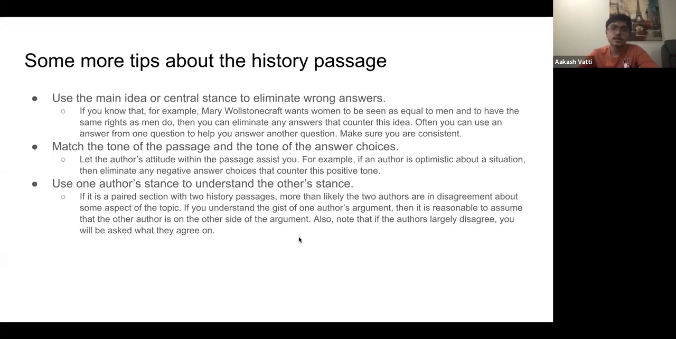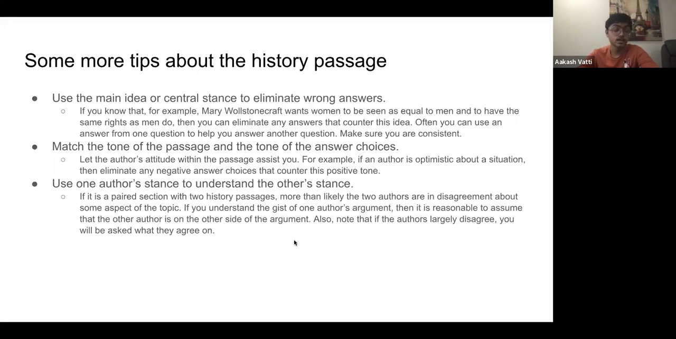Often you can use an answer from one question to help you answer another question, but make sure you're consistent. Don't say at one point she said this, but the next point she said the exact opposite of it. Or if a question asks what does Mary Wollstonecraft support, don't answer that she supports women in one question, and in another question which asks something similar, say that she doesn't want women to be seen as equal to men.